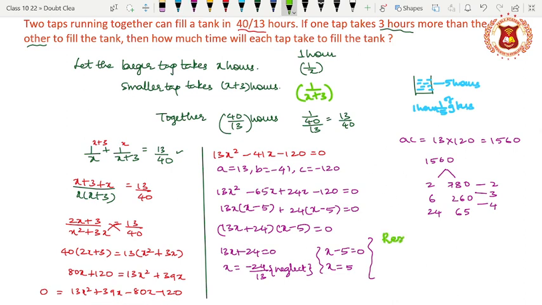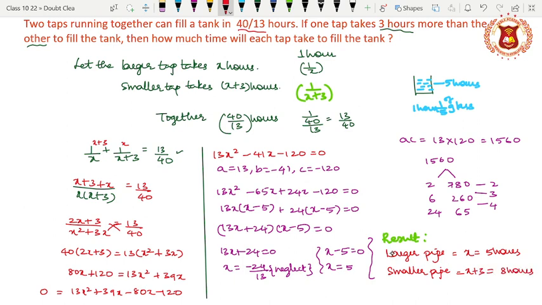Therefore the final result here: a larger pipe takes x is equal to 5 hours, and the smaller pipe takes x plus 3 is equal to 8 hours.